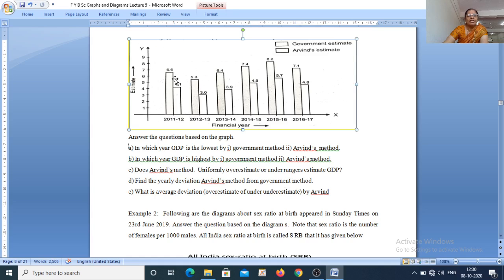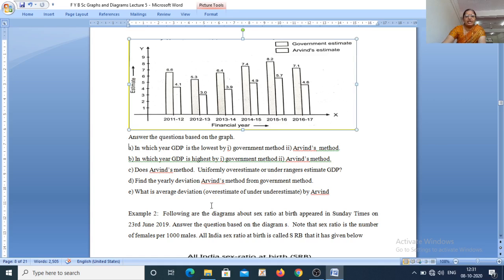So how do you compute the deviation? Deviation means the difference between these two. So it is 6.6 minus 4.1, 5.3 minus 3, 5.4 minus 3.9, 7.4 minus 4.9. On the x-axis you take the financial year and on the y-axis you take the deviation. So you can draw the graph of yearly deviation of Arvind's method from the government's method. On the x-axis you take the year, that is the time period, and on the y-axis you show your yearly deviation.